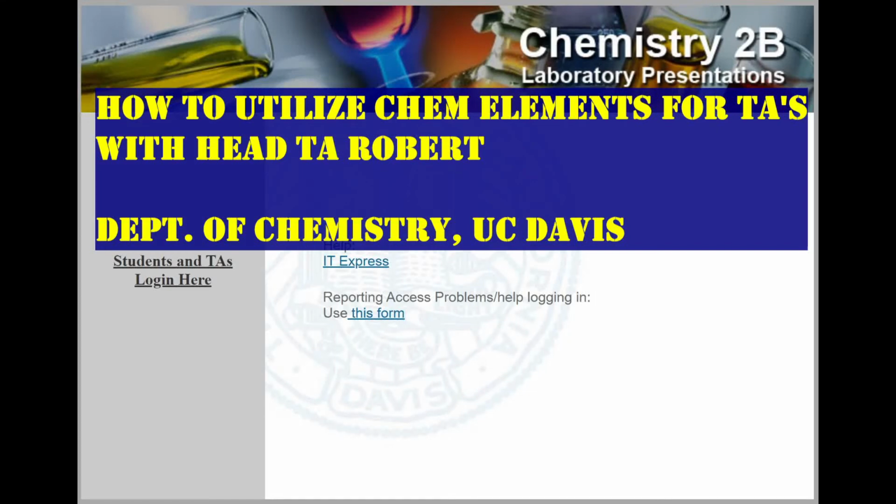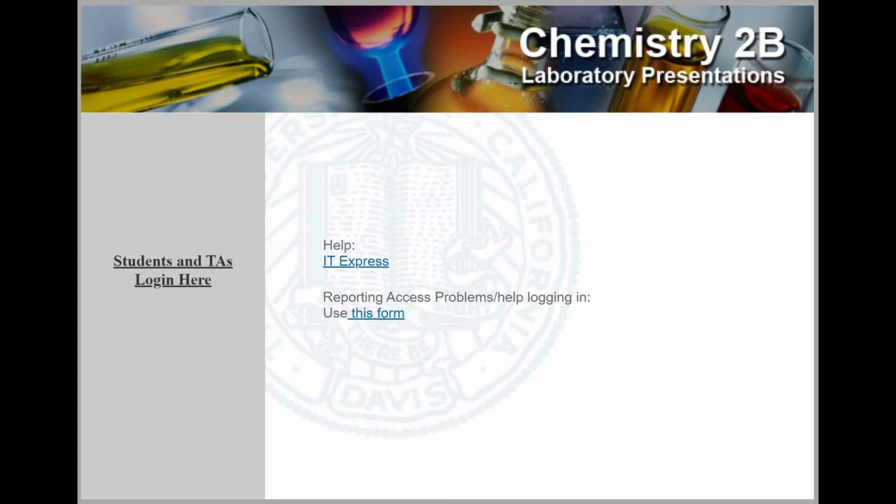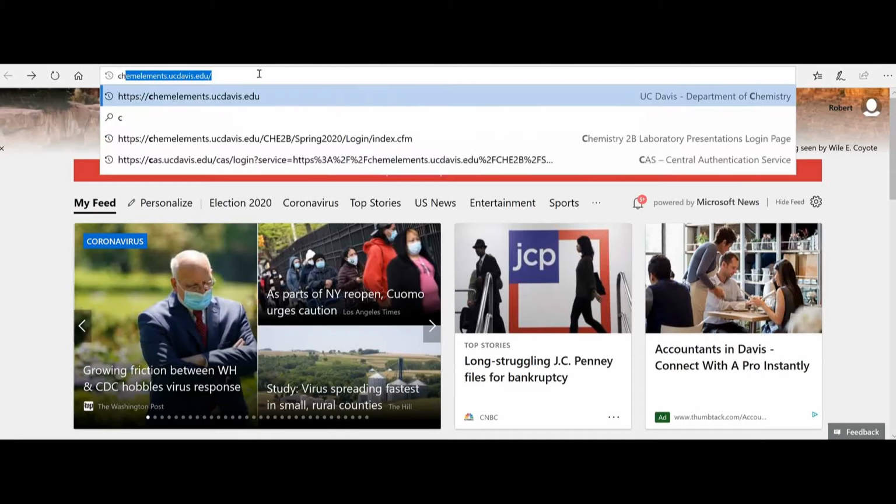I'm Robert Van Ostrand. I'm a PhD candidate in Sheila David's lab in the Department of Chemistry at UC Davis. Today we'll be taking a look at Chem Elements.